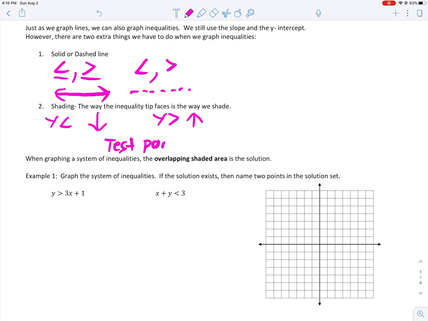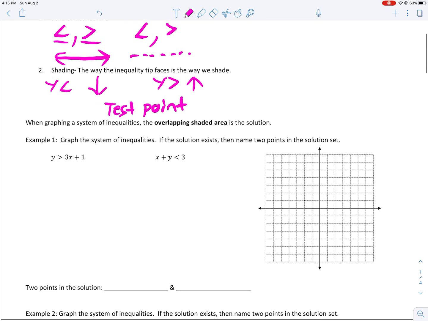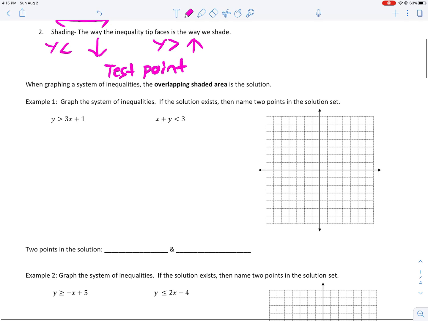And then I'm also going to talk to you about how you can use a test point to figure out where you shade. You'd pick a point either above or below. If it's true, you shade there. If it's false, you shade opposite. But we'll talk about that.